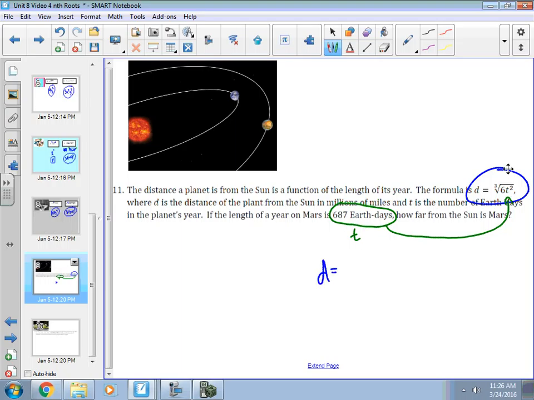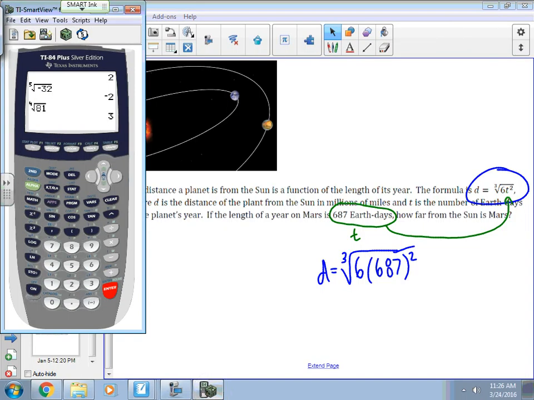d would equal the cubed root of 6 times 687, which is what we're plugging in for d squared. So now we just want to figure out what that's going to equal. This, to me, looks like a calculator problem. If we put that in the calculator, we should be able to solve that out.